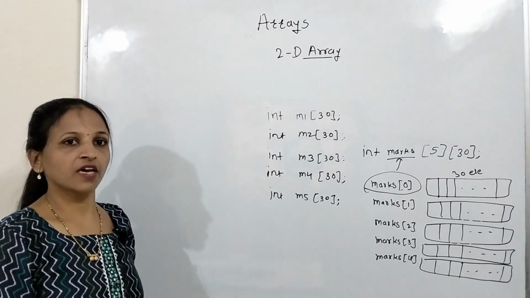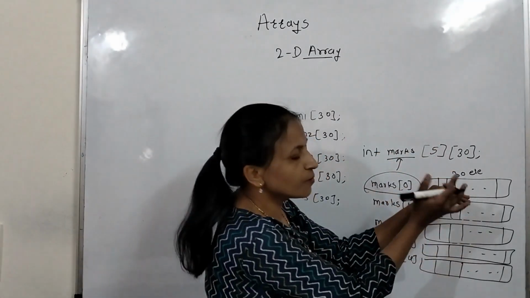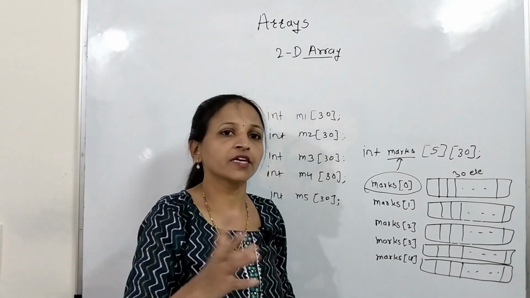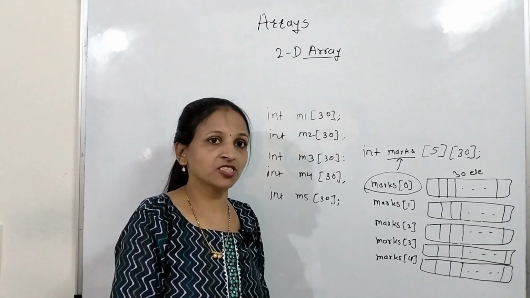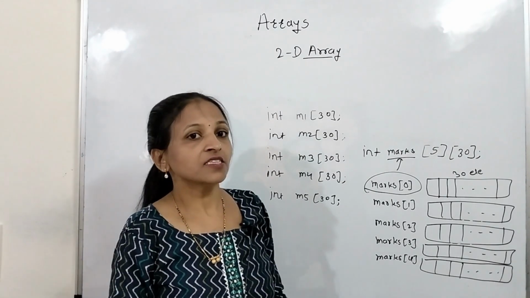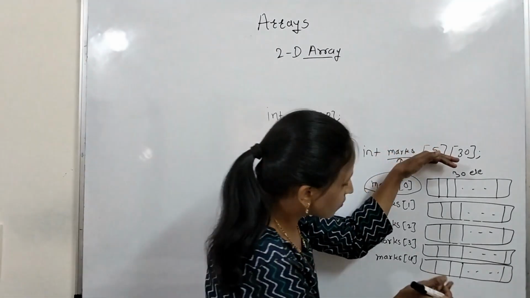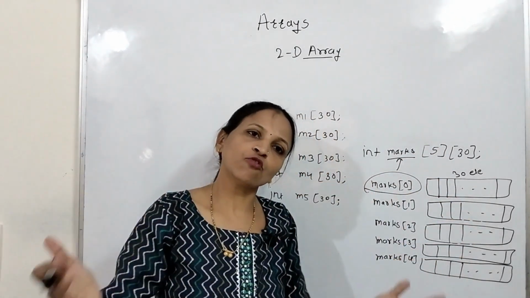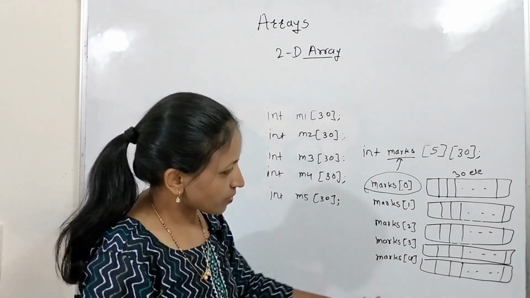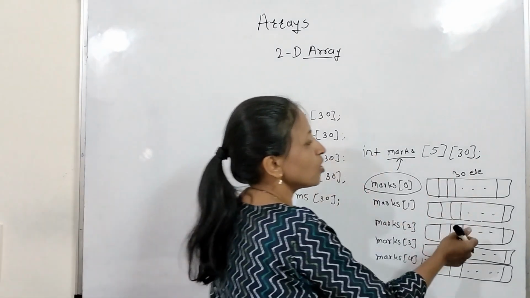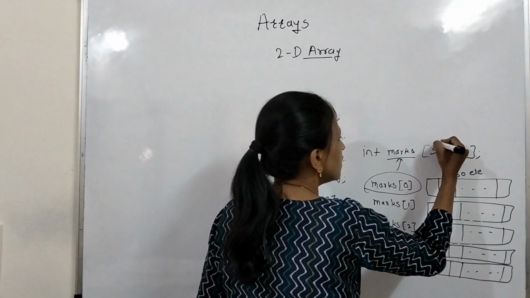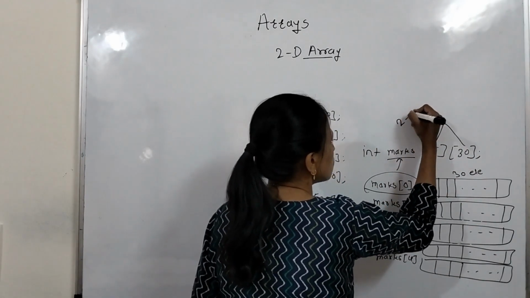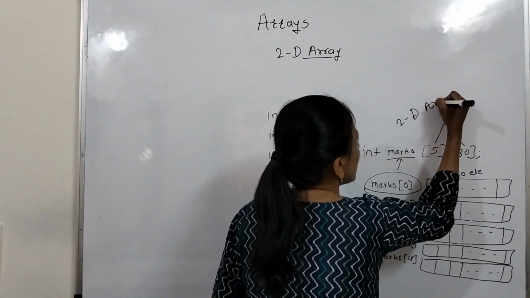In this way we can group together multiple elements, just like we are creating a one-dimensional array of type integer. We can group together multiple integers and form one array. In the same way we can group together multiple arrays and form an array. This is the concept here, and this is called a two-dimensional array, because here there are two dimensions.